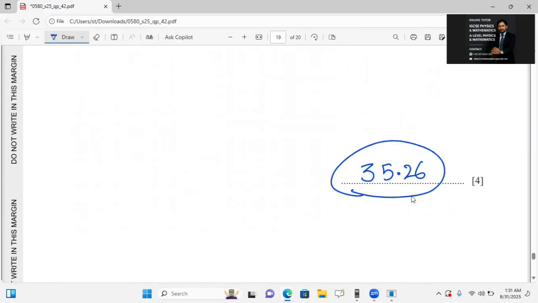35.26. So this is your whole paper, paper 4, variant 2, according to IGCSE. And I will suggest you all to try to solve all the questions in detail. And the next paper is coming in October, November. Till then, this is the most latest paper.